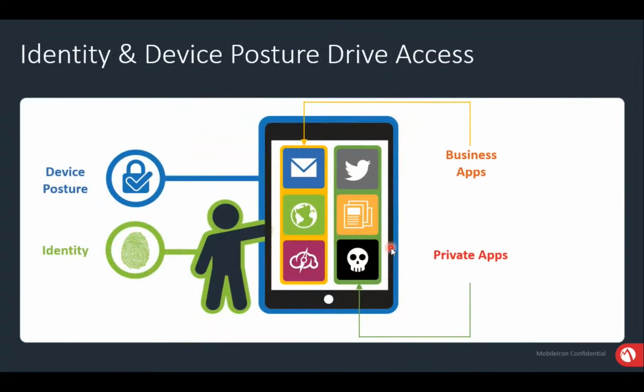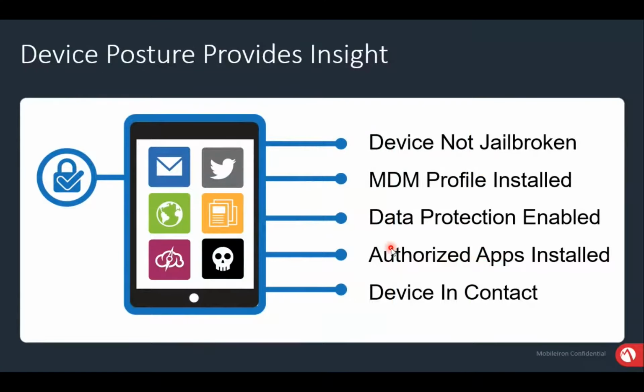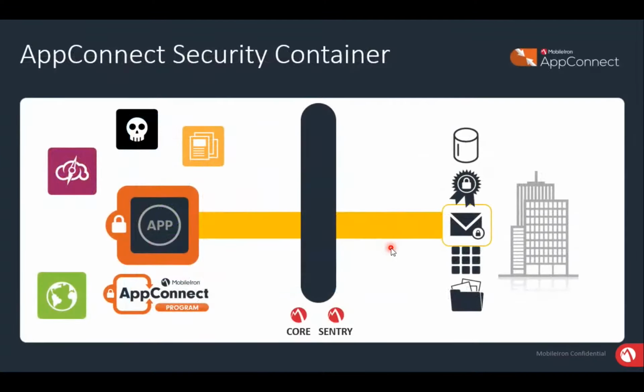So the approach we are taking is we'll have to check the device posture and who is accessing which data, at which application is trying to reach the backend resources. So the Mobile@Work UEM policy manager will check if the device is not jailbroken, the MDM profile is installed, data protection is enabled, and only authorized applications are installed, and the device is getting the required policies and compliance checks in place. Then it will allow access to the backend resources.